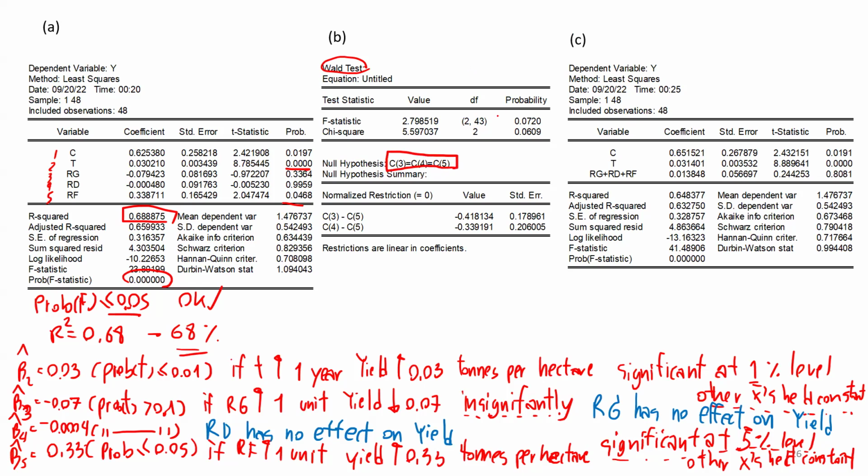And then after you get the result, you can come to the probability. If it's greater than 0.05, you go to H0. If it's not, you go to H1.